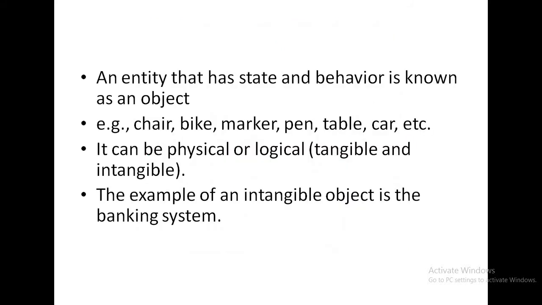And a logical entity means an intangible object. Intangible means which cannot be seen with the eyes. An example of an intangible object is the banking system. In the banking system, there are many entities, like customer name, customer ID, customer phone number, account balance, FD number, locker number. Different types of entities are there, but these are not seen with the eyes like physical entities. So this is considered a logical entity. Okay. So objects can be physical entities or logical entities.